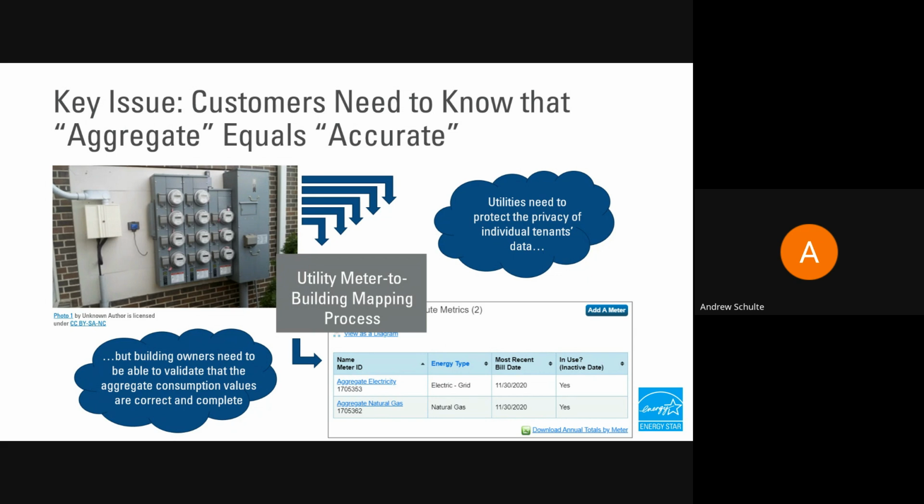So what are some processes that can help to maybe not open the black box in the middle, right? Because you're never going to be providing building owners with tenant level data that hasn't been pre-approved. But what can you provide to the building owner so that they feel confident that the aggregate value they've been provided is in fact the complete and total energy consumption for their property for a given period?